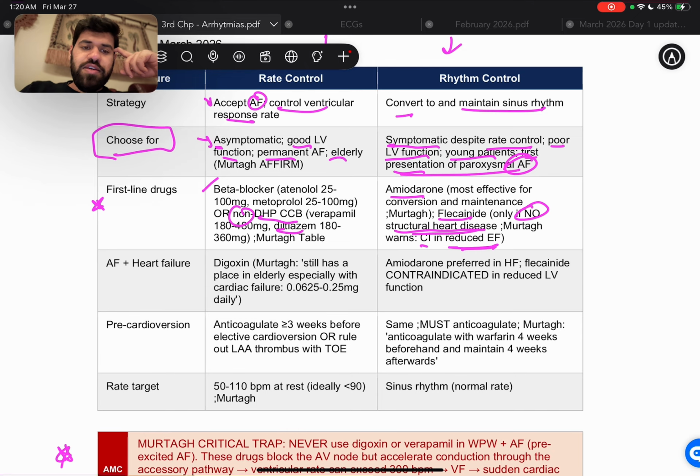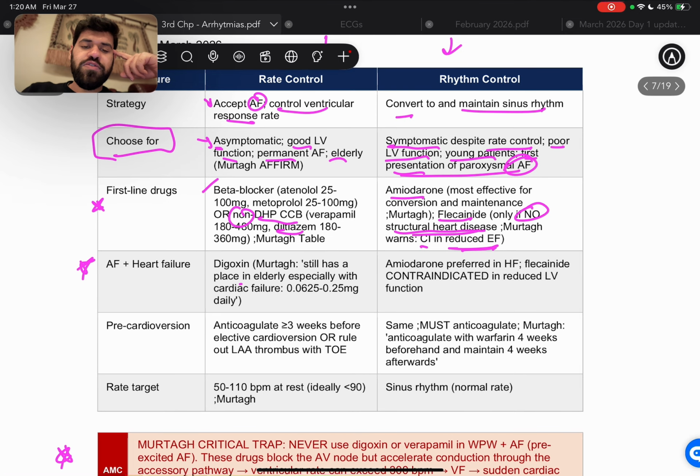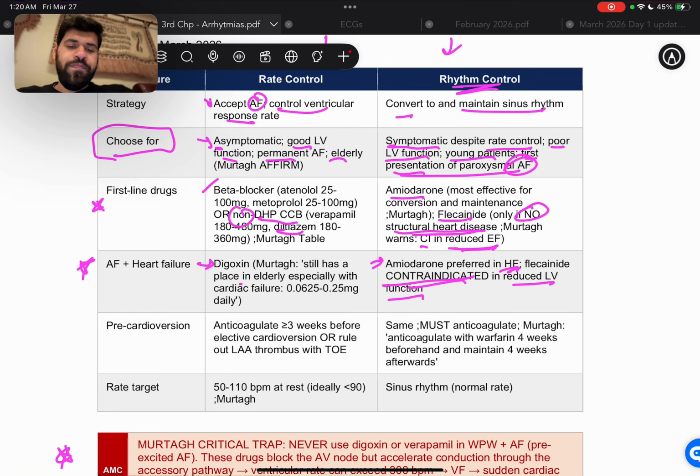All right. Then in AF plus heart failure, for rate control we give digoxin, and for rhythm control again amiodarone is preferred in heart failure. Flecainide is contraindicated in reduced LV function. Remember, flecainide was being given when there were no structural heart diseases. Right.